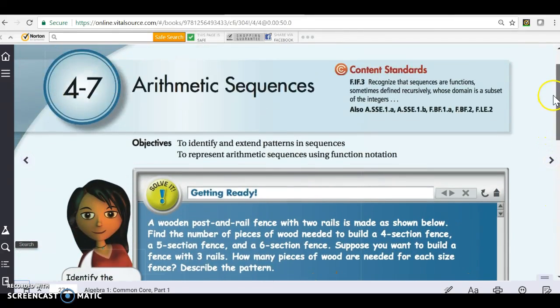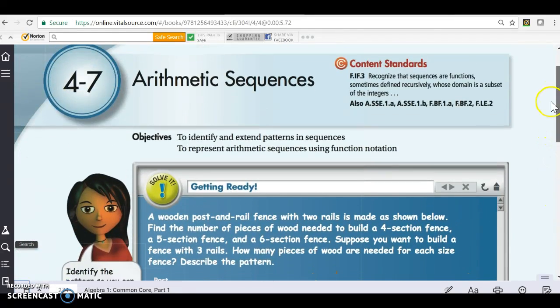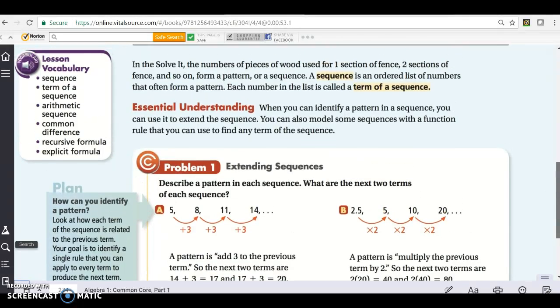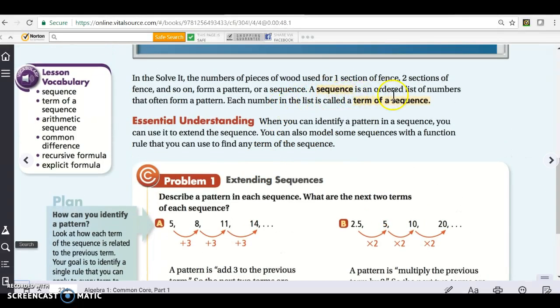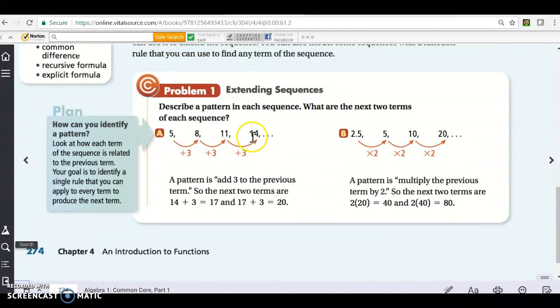Okay, we're looking at lesson 4-7, arithmetic sequences, and we are starting with problem 1. It says a sequence is a list of numbers that often form a pattern. Each number in the list is called a term of the sequence. So extending the sequence. Describe a pattern in each sequence. What are the next two terms in each sequence?